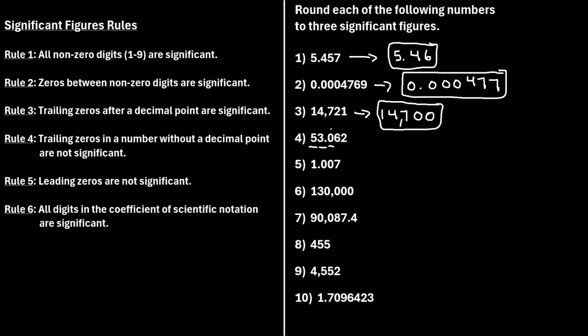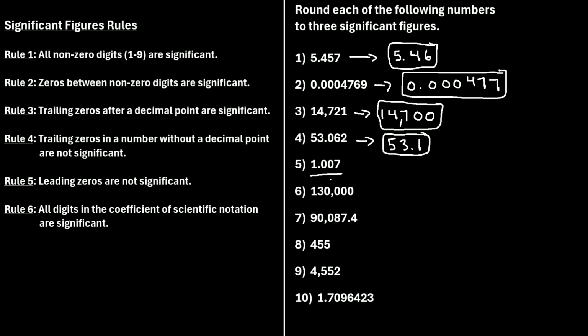So what we're going to do is take this third significant digit and look at the number that comes after it. Does this 6 tell us to round up or keep the 0? Well, it tells us to round up. So this 0 is going to become a 1. So our final rounded answer is going to be 53.1. Okay, let's take a look at example number 5 now. Let's round this number to 3 significant figures.